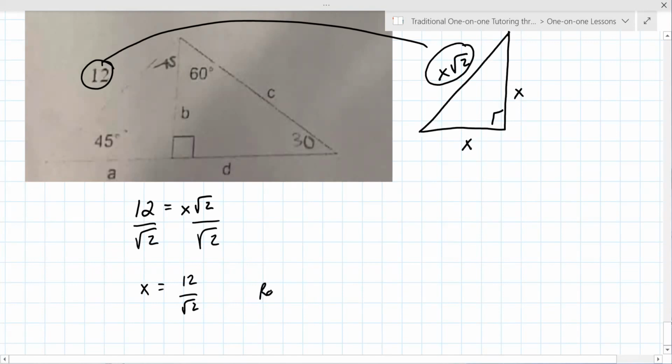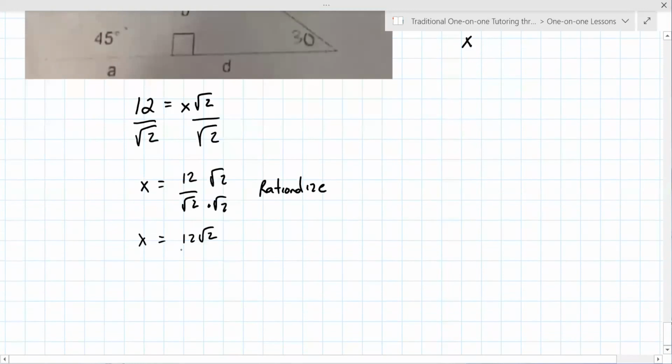But here you actually do need to rationalize. I would be shocked if your instructor said you don't worry about that here. And you do that by multiplying the top and bottom by the root. So up top, you get 12 square root 2. And on the bottom, you get square root of 4. Square root of 4 is 2. And then 12 divided by 2 is 6.